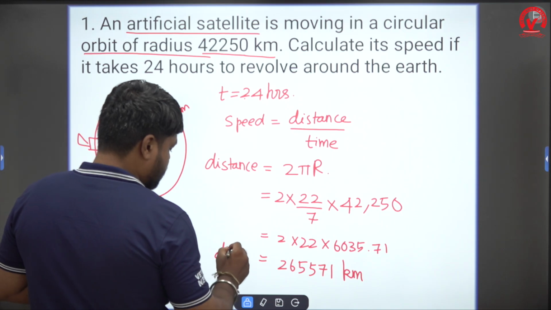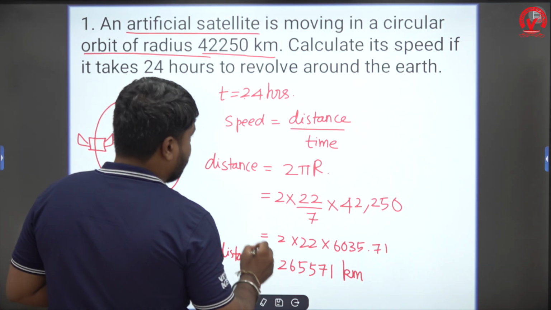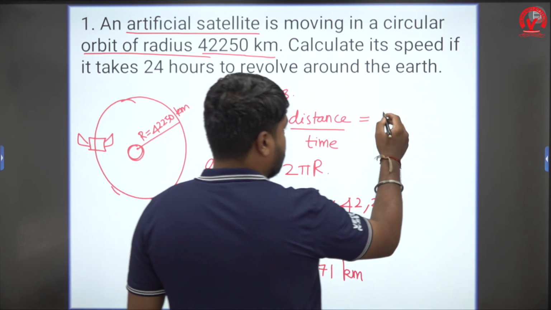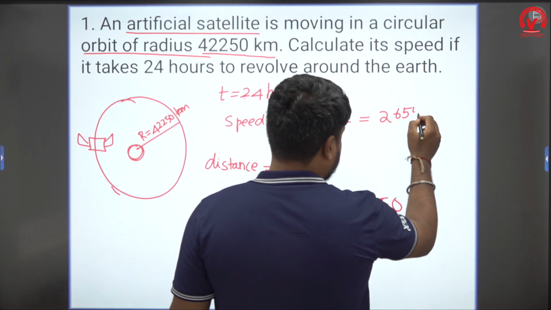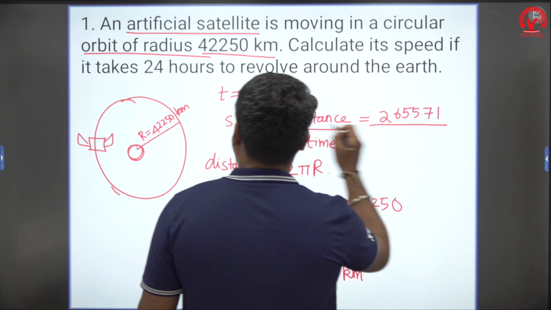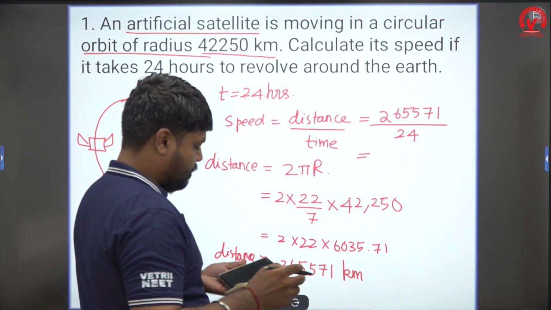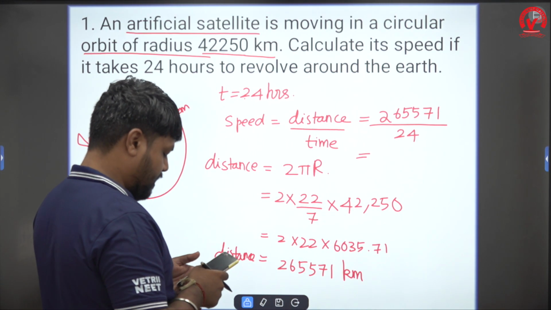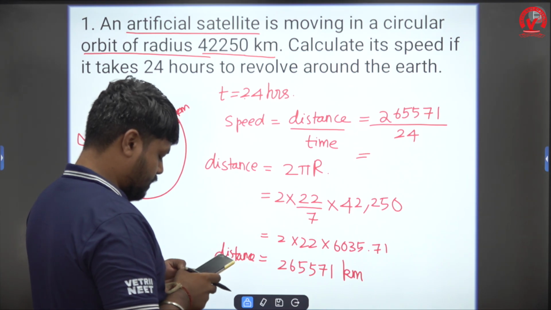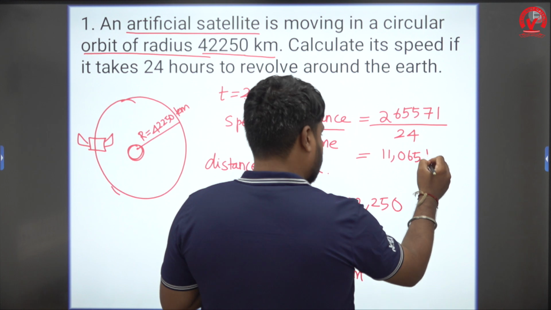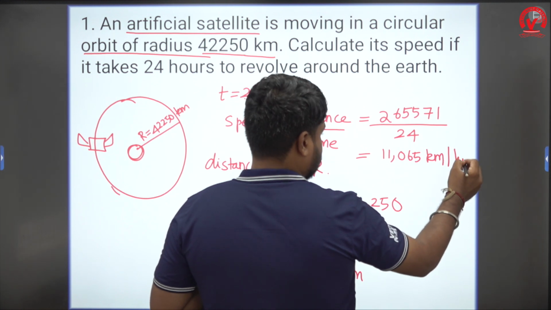So what is the distance? This much. They are asking to find the speed. So speed is equal to distance by time, right? Distance is 265,571. Time is 24. Divided by 24, which is equal to 11,065 km per hour. This is the answer.